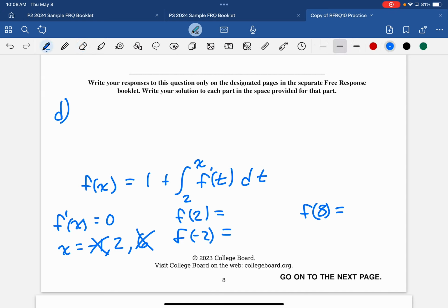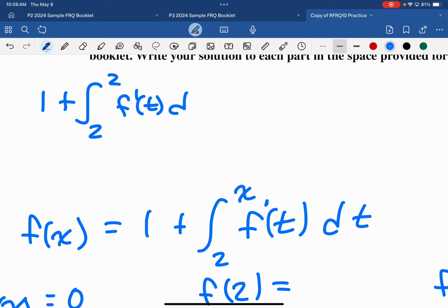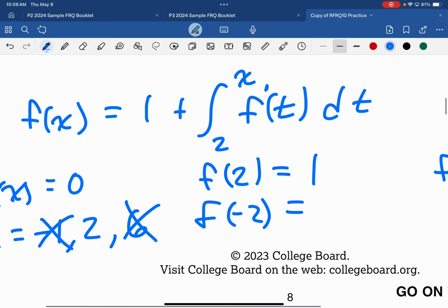All right, so let's see. Let's do the 2 first. So we have 1 plus the area from 2 to 2. Hey, I like that. Don't you guys like that? What's the area from 2 to 2? 0. So this equals 1. So that's 1. All right, the next one.